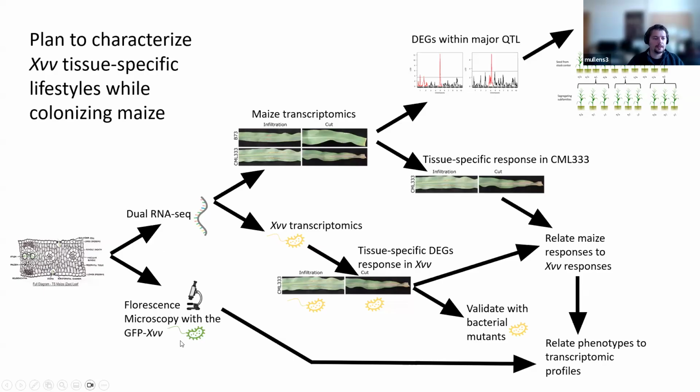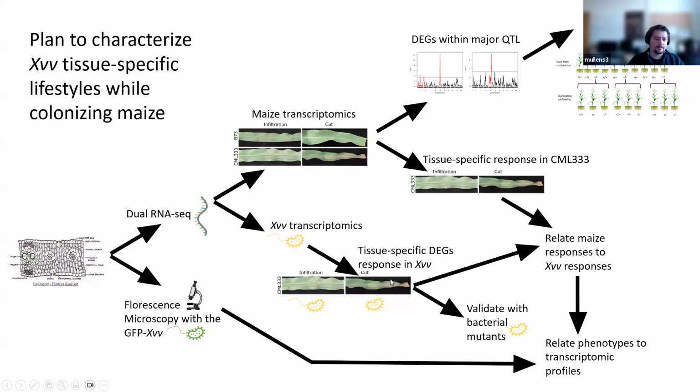At the same time, I did a mirror of the dual RNA-seq that I inoculated with the GFP-expressing pathogen. So I have images of disease at the same time points that I collected samples for the RNA-seq experiment. And then part of it, we wanted to look at the differentially expressed genes within QTL to try to figure out what the genes underlying these different QTLs were.